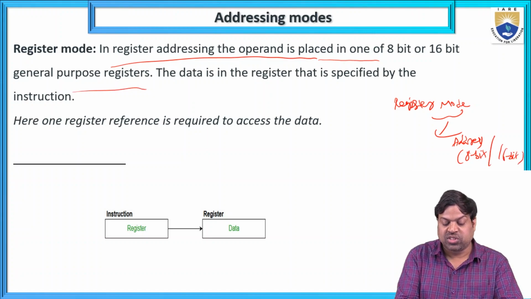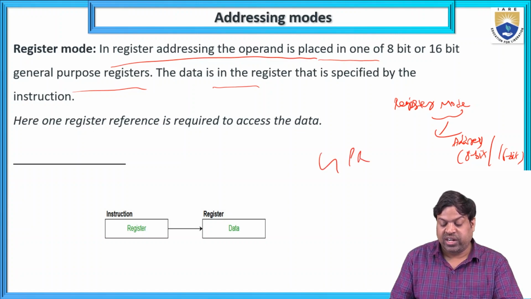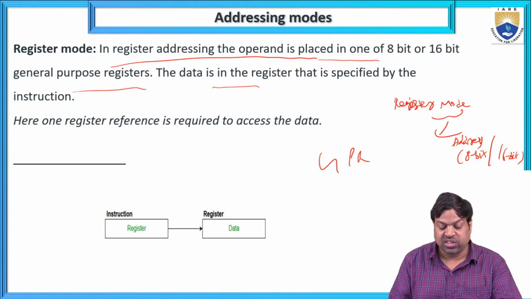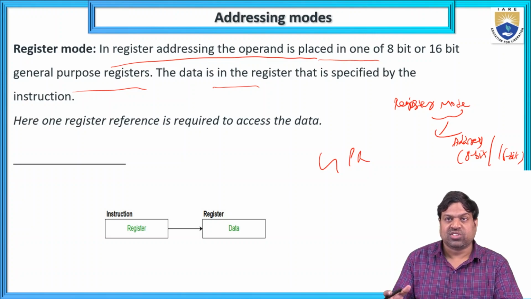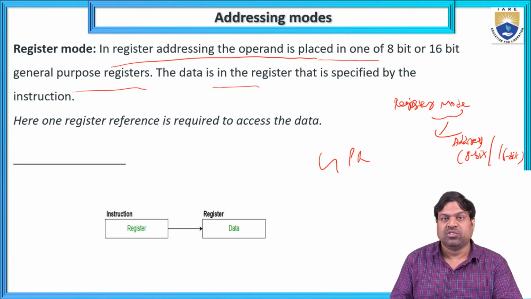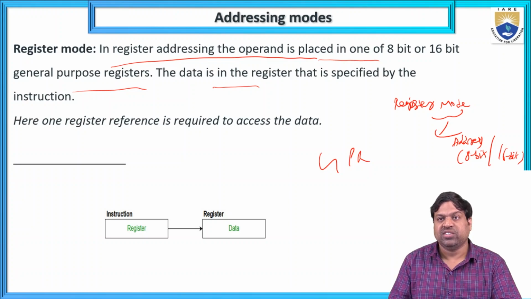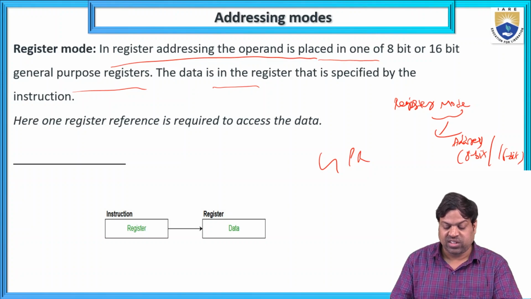So the general purpose registers, GPR, are the registers whose data is specified by the instruction. Okay, so regular registers are different and general purpose registers are different. In the general purpose registers addressing mode, we define the data or address in the general purpose register. So this data is in the register that is specified by the instruction. Here one register reference is required to access the data.